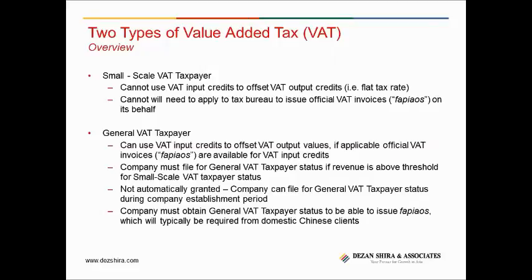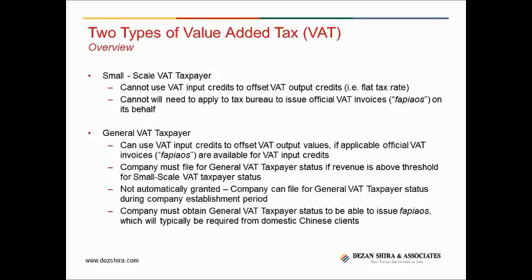Yes, there are two types of VAT taxpayers in China. As we mentioned before, small-scale VAT taxpayers and general VAT taxpayers. And the VAT taxpayers in China will automatically be small-scale VAT taxpayers until filing for general VAT taxpayer. A company is free to decide when they would like to file to become a general VAT taxpayer, for instance, when the company is incorporated or at a later date. Once you become a general taxpayer, you can't switch back to small scale.